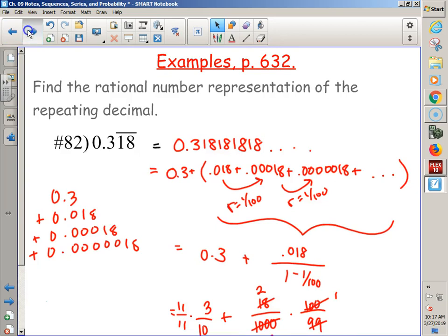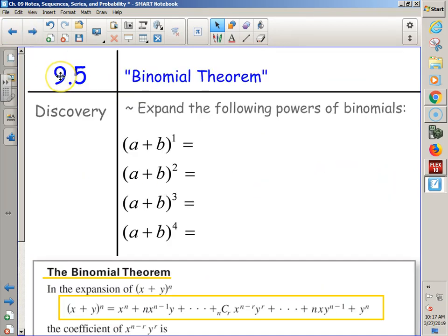We need to start section 9.5. Do you see a sequence? Do you see a series? Yes, we did skip 9.4. Yes, I do realize, and yes, it was on purpose. But that means there's one less section on your test. Is that your question?